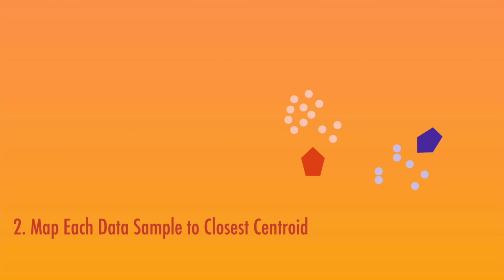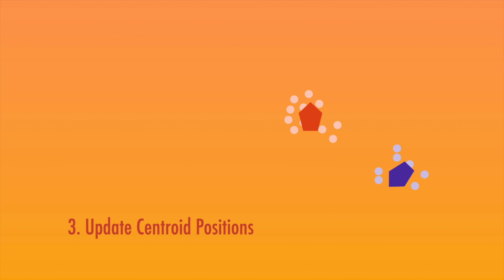Second, map or associate each data sample to the closest centroid. Third, update the position of each centroid to be the mean position of the data samples of that cluster. Fourth, repeat steps 2 and 3 until the centroids don't move much from their positions. In this case, we've already seen them converge.